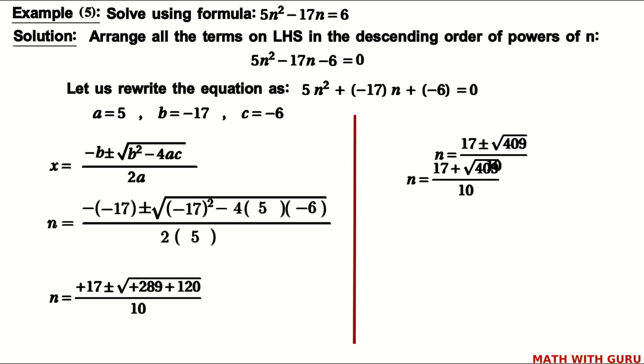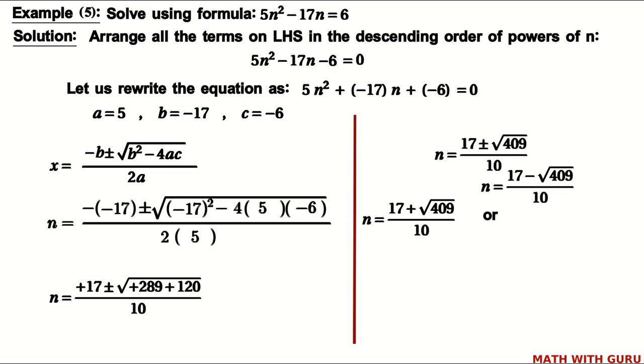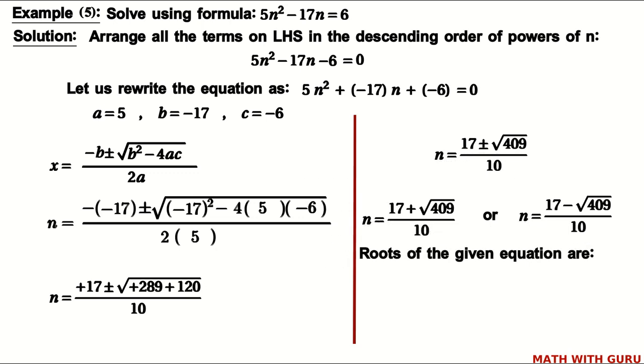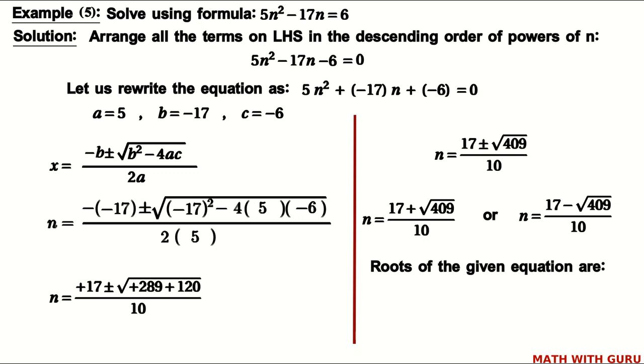The two values of n are 17 plus root of 409 divided by 10 or 17 minus root of 409 divided by 10. The roots of the given equation are 17 plus root of 409 divided by 10 and 17 minus root of 409 divided by 10.